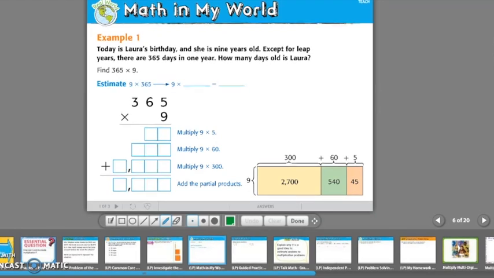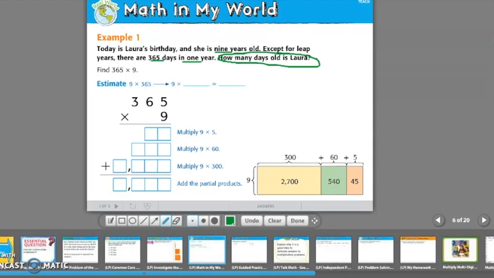So very first thing we need to do is underline our numbers. So I'm going to go ahead and underline my numbers. She is 9 years old. So I underline the word 9. 365 days and 1 year. Then the next thing I need to do is circle my question. How many days old is Laura?